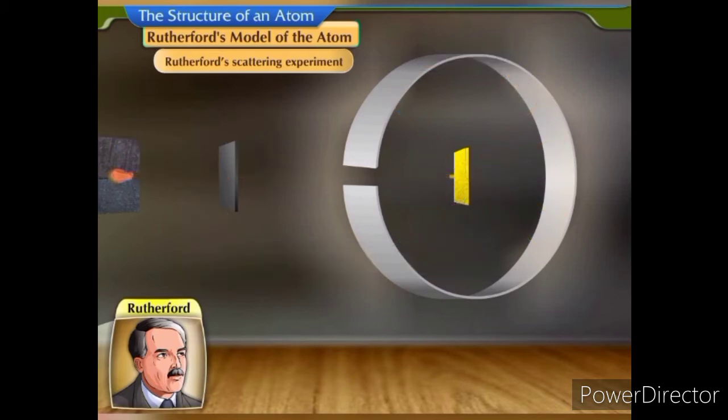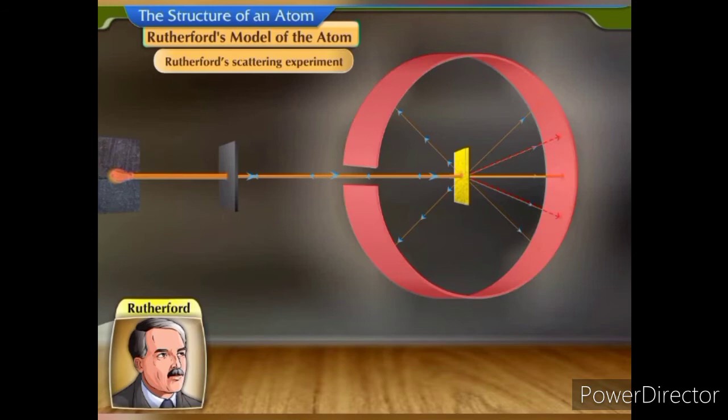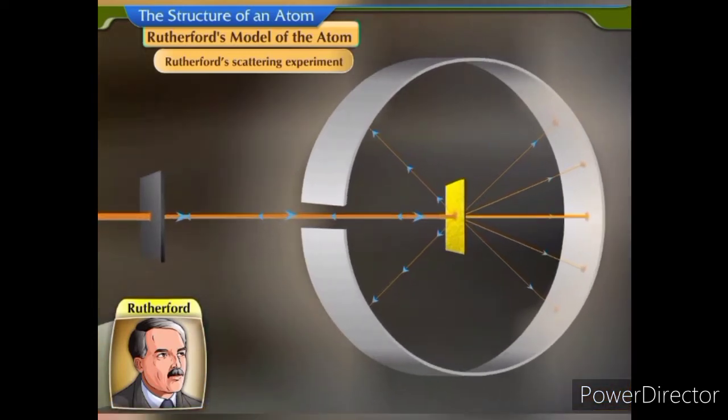He expected the alpha particles to pass through the gold foil with little deflections and strike the fluorescent screen. But the observations he made were quite unexpected. He observed that most of the alpha particles passed straight through the gold foil. Some were deflected through small angles, and some were deflected through large angles. Very few appeared to bounce back.